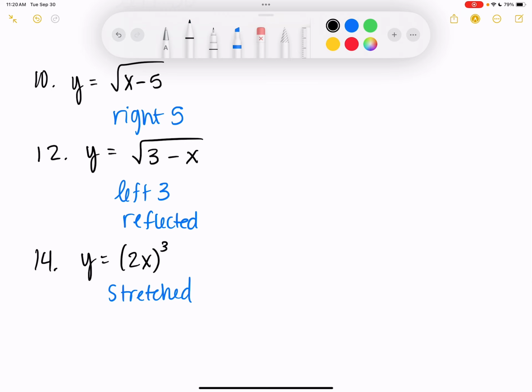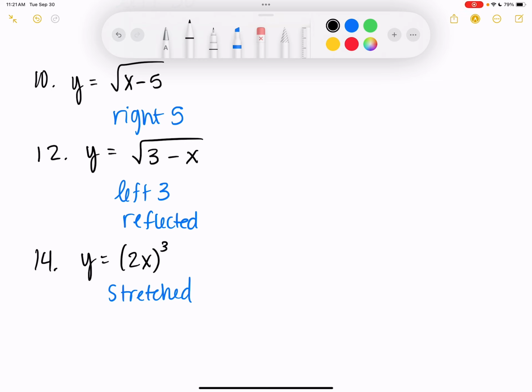Because there's also vertical stretches and horizontal stretches, and that's based on if it's inside the parentheses or outside the parentheses, which is another whole thing, but we're not talking about that. We're just talking about is it stretched or compressed, because anything that's being stretched or compressed, you're probably just going to graph it on your calculator. But the stuff going right, left, up, down, reflected, that should be pretty obvious.